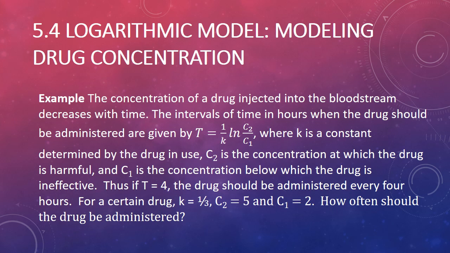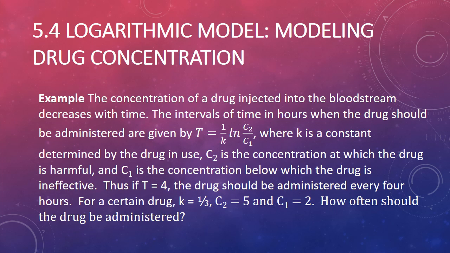Now we're going to use a logarithm in an application problem. So we have a formula here for the intervals of time in hours when a drug should be administered, because the effectiveness decreases over time. T equals 1 over K times the natural log of C sub 2 over C sub 1. K is a constant determined by the drug in question. C sub 2 is the concentration at which the drug is harmful, and C sub 1 is the concentration below which it is ineffective. So if you worked this out and got that T is 4, that would mean the drug should be administered every 4 hours.